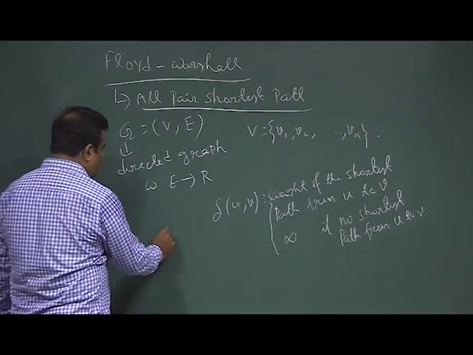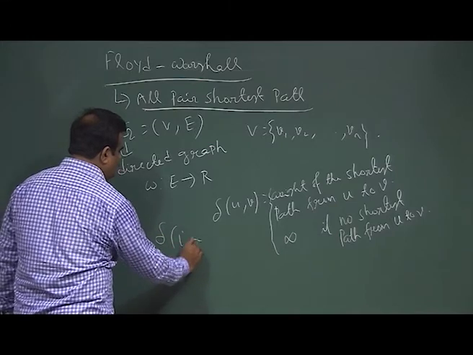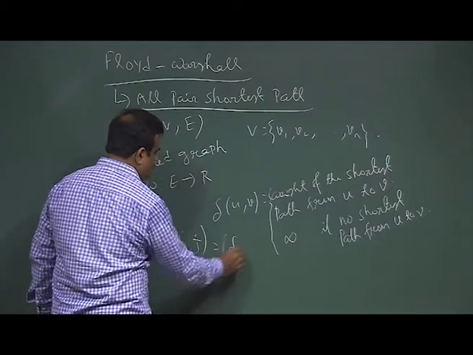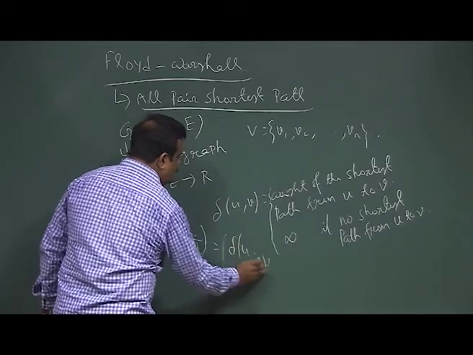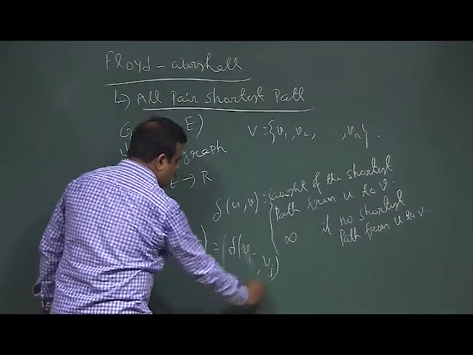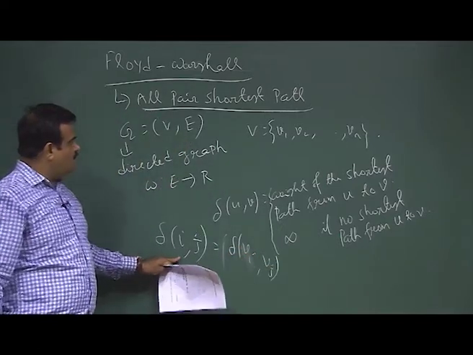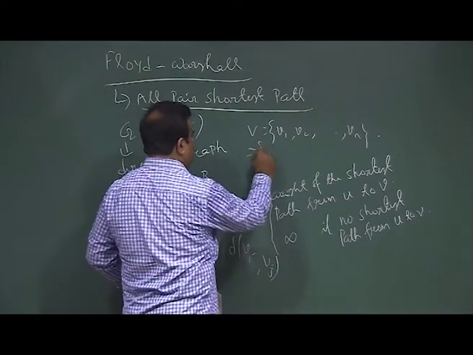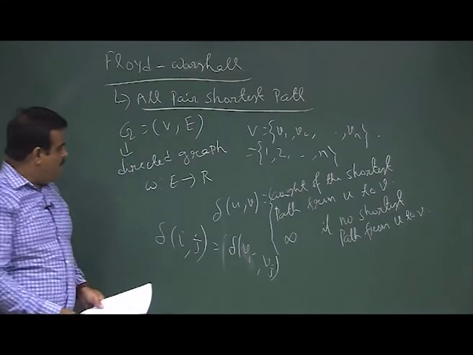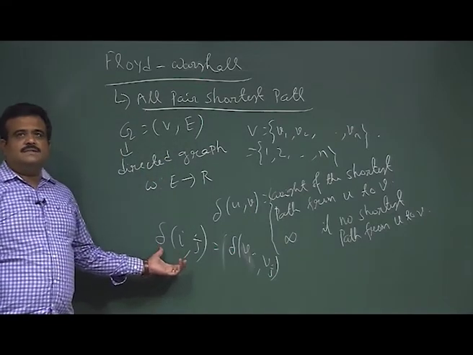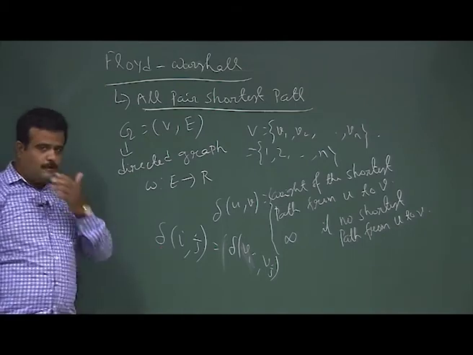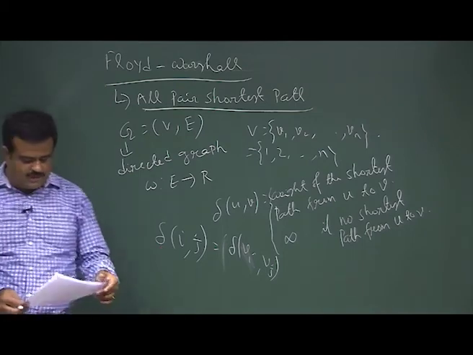Okay. So, basically our aim is to find these deltas. So, delta of i, j. So, this delta of i, j is basically delta of v_i, v_j. So, our vertices are these v_i, v_j. So, this we are denoting by delta of i, j. To simplify, we denote the vertices as from 1 to n. So, basically delta of i, j is the weight of the shortest path from v_i to v_j. It could be infinity also if there is no shortest path.